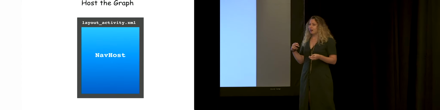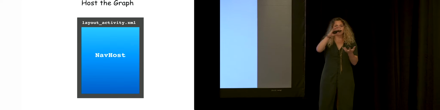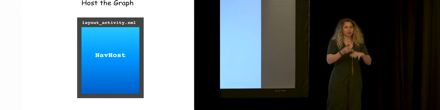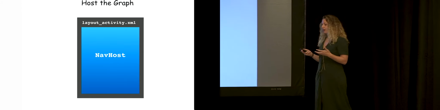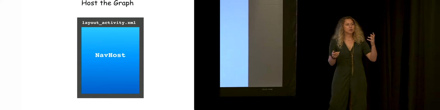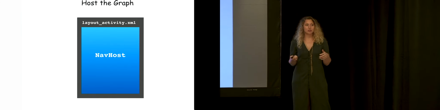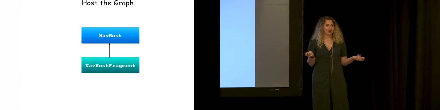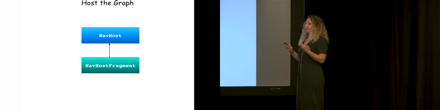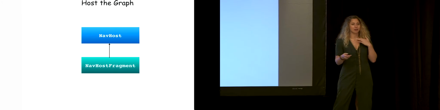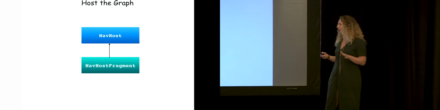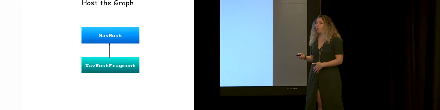So on the layout of the activity, you want to set up a place, a container, for this navigation graph that we just created. It would be controlled by a nav host, which is basically an interface. So theoretically, you can go ahead and implement it yourself, but there is an implementation that is given to us for free that is called nav host fragment.